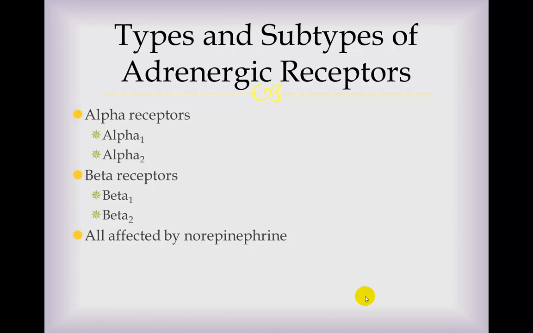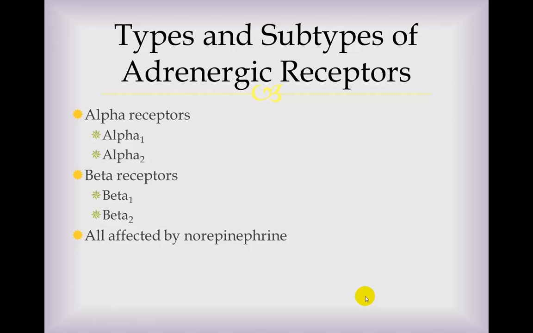Primarily what we see, though, is that they innervate different areas of the body. They have different target receptors, and so they're going to give us somewhat different responses depending on which receptor is stimulated.